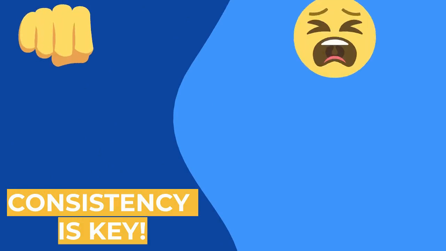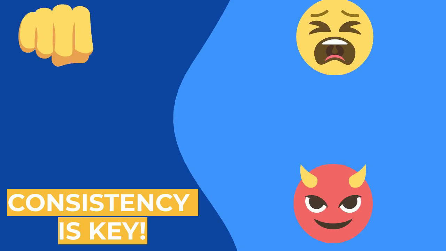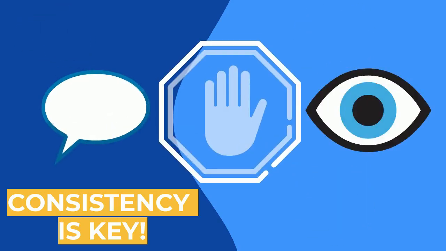Consistency is key. Determine the specific behavior that concerns you, like hitting, screaming, or calling names, and avoid providing a verbal or non-verbal response immediately after the behavior.